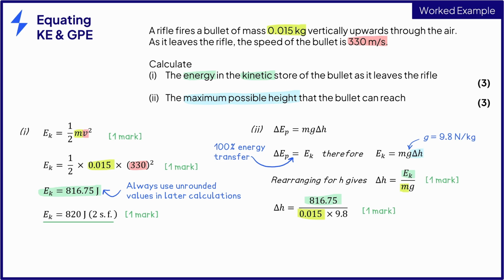Plugging that into your calculator will give you Δh is equal to 5,556 meters, which again we want to round to two significant figures, leaving us with 5,600 meters as our final answer for the last mark.